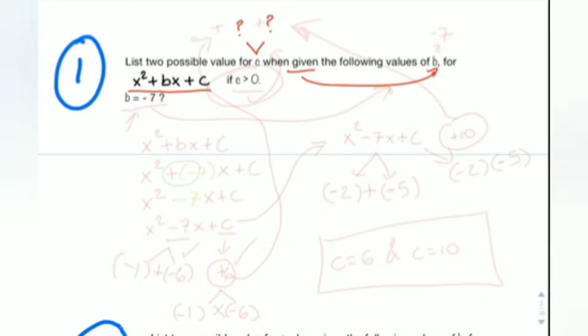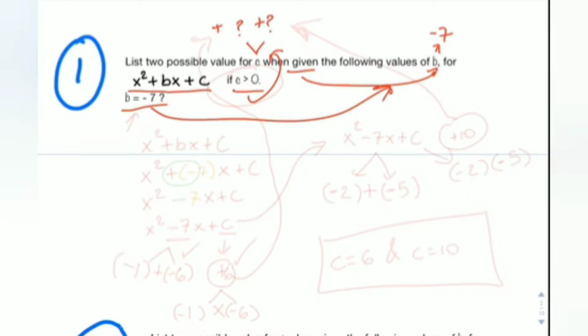If C is greater than 0, so something greater than 0 is positive. So our two answers must be positive right away. We got hints. And it says lastly, b equals -7. And that's our given. So there you go. This one is -7. That was the given thing that they were gonna give us.